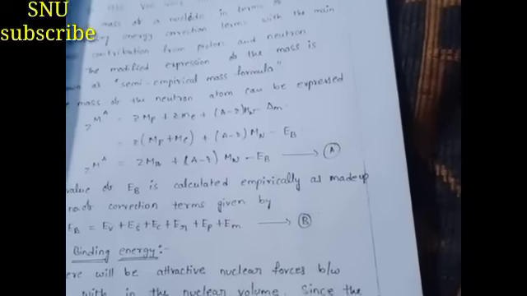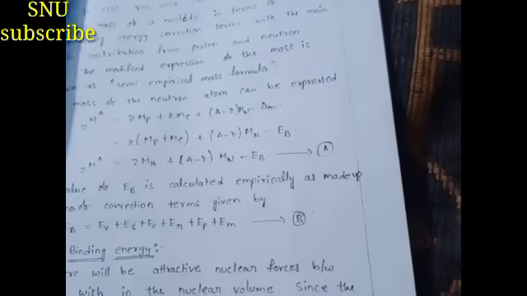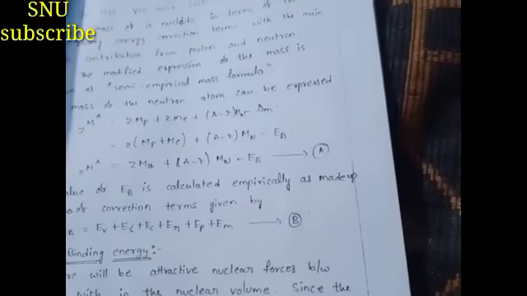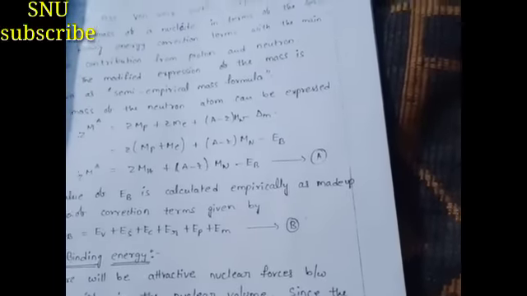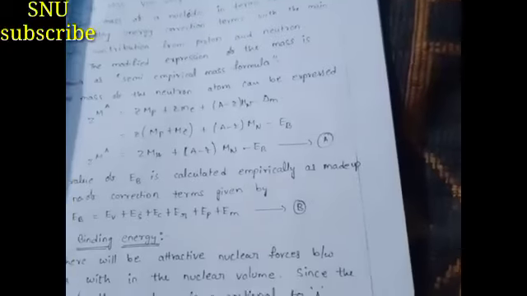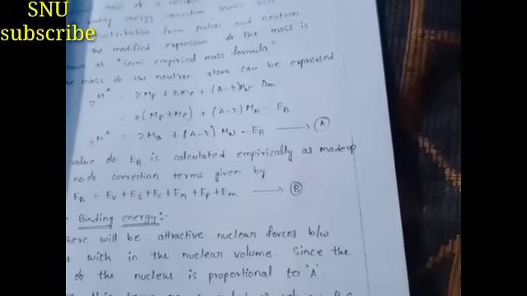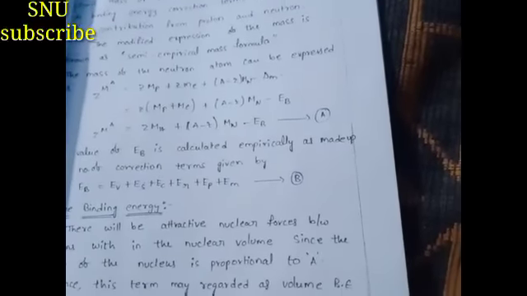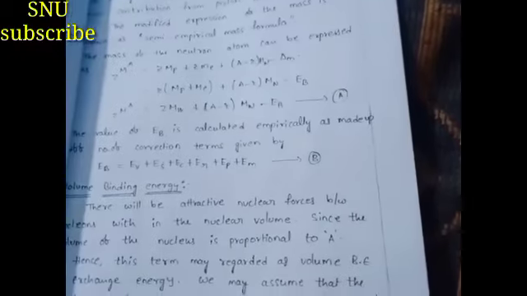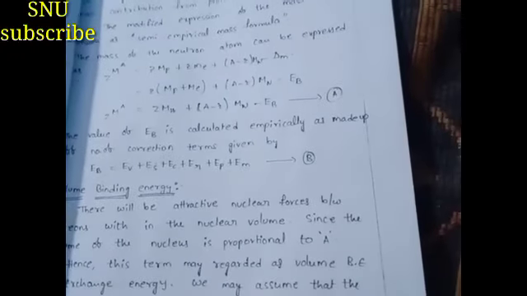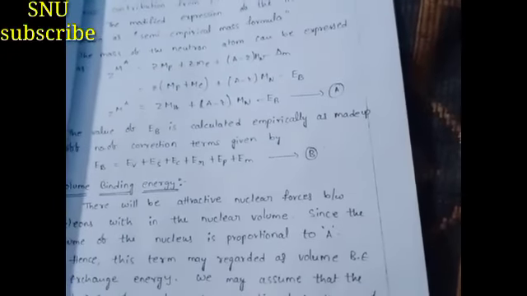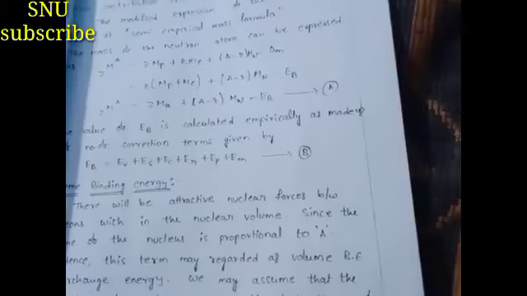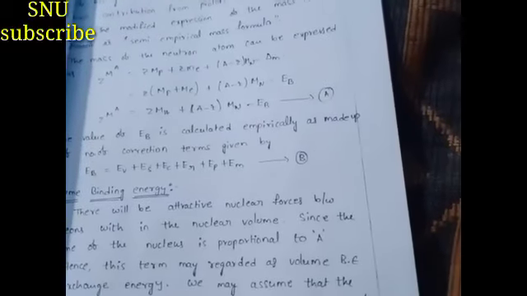ZMA is equal to ZMH plus (A minus Z)MN minus EB. This is equation A. The value of EB is calculated empirically as made up of a number of correction terms, given by EB is equal to EV plus ES plus EC plus ER plus EP plus EM.